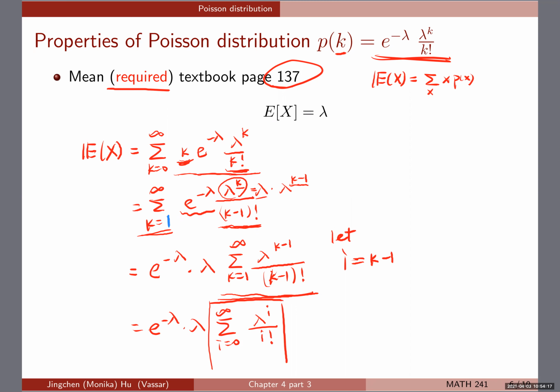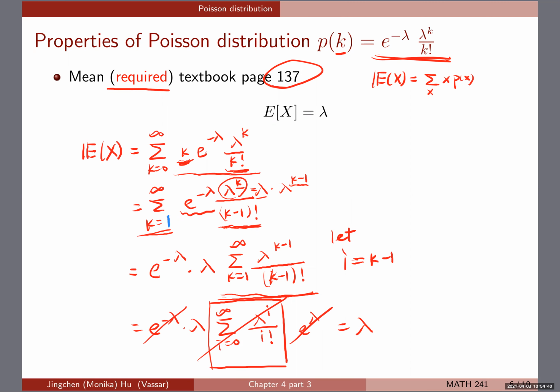As we know from the Taylor series result from before, this whole thing is e to the power of lambda. So that's why we got this two canceled out. So that means this canceled out, which only gives us lambda. So the expectation of a Poisson random variable with parameter lambda is lambda.